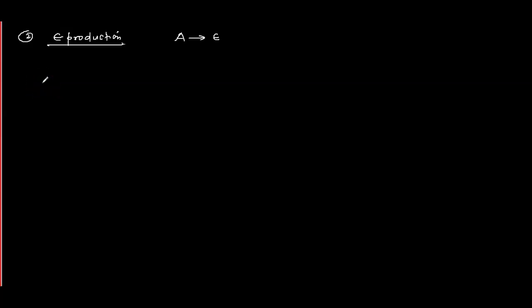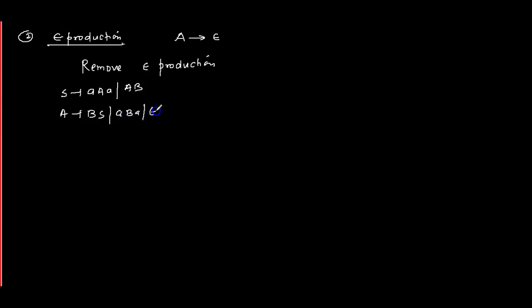You may have questions like: remove or eliminate the epsilon productions. The question is given here: S derives A and small a, A derives BS, ABA and epsilon, B derives AB and epsilon. Same as with unit productions, we do it here as well.